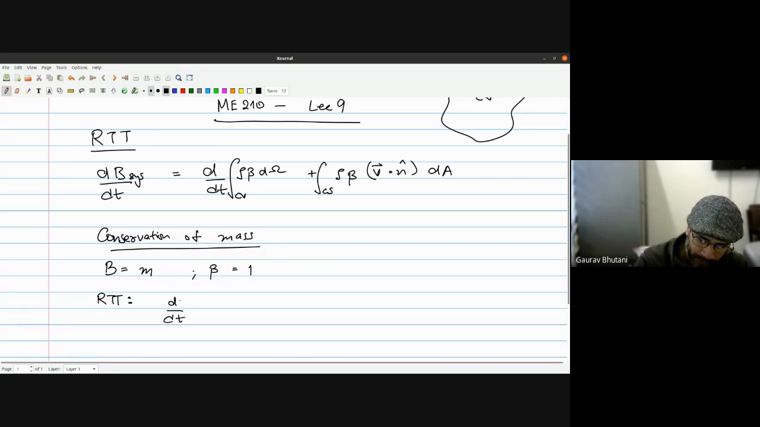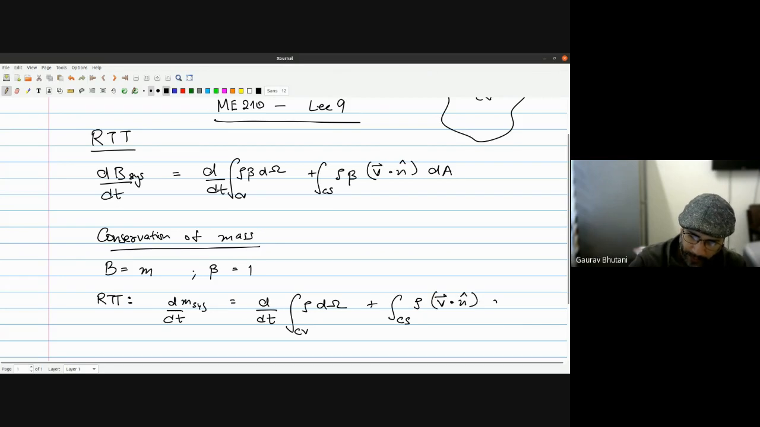So capital B for the system is M for the system. And on the right hand side, you have d by dt of the integral over the control volume of rho, and beta in this case is simply 1, then the integral over the control surface of rho times 1 times v dot n times dA. So that's going to be our Reynolds transport theorem for the conservation of mass.